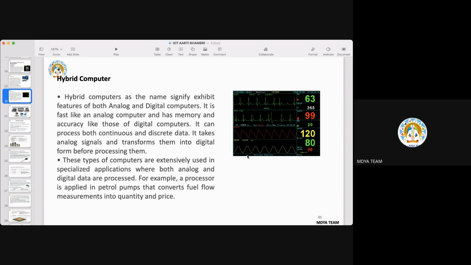On the left hand side, you'll see, you have seen these graphs. They are continuous in form, and they are converted into digits here. The average of this is shown here. So this is the display unit.